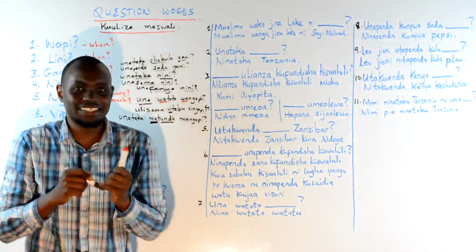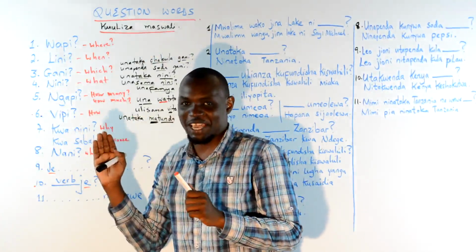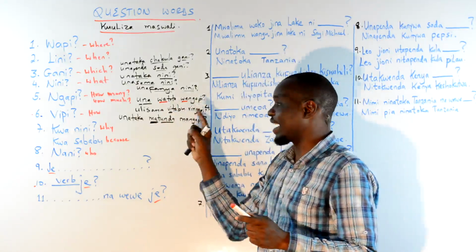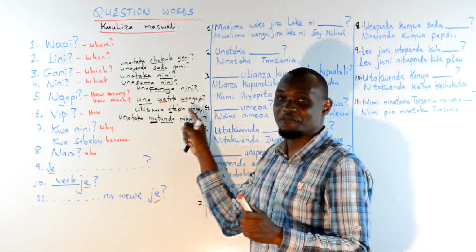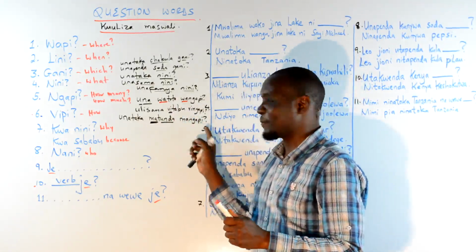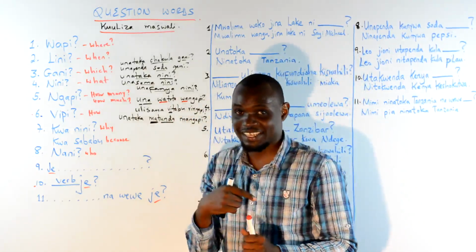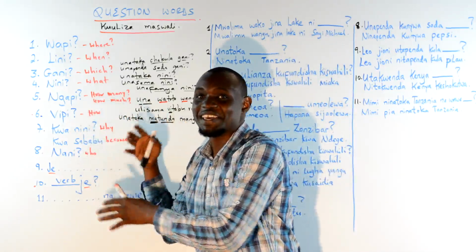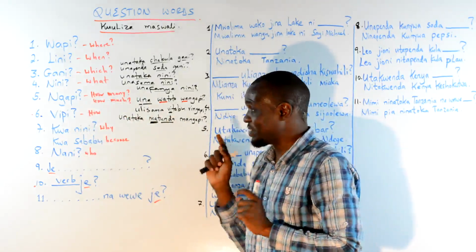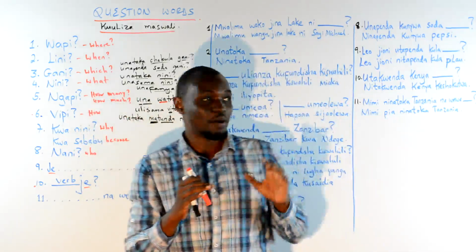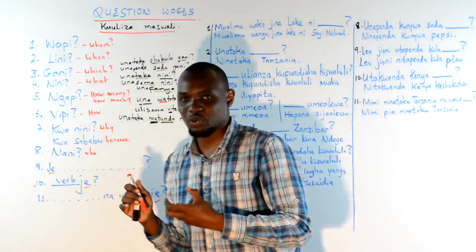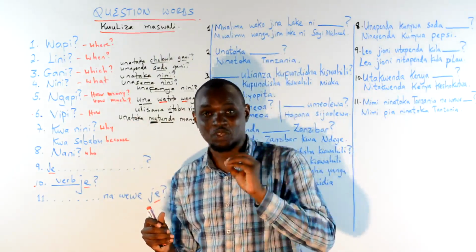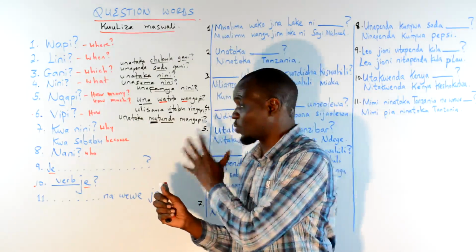So it will never stay ngapi all the time. It changes. It follows the noun. If it is watoto, it will be wangapi. If it is vitabu, it will be vingapi. If it is matunda, mangapi. We will learn noun class later. But in question words, this ngapi follows the nouns. Right? I hope you understand me in this. We'll see in exercises how it works. I'll make another video with different exercises so that you learn more about these question words.